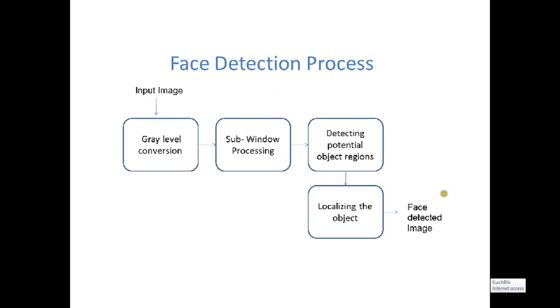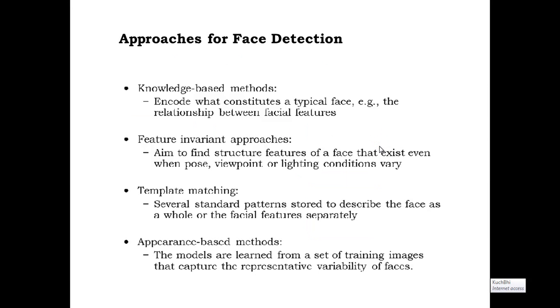Let's see what the process is like. What happens is, first the input image is fed, and this is how the algorithm works. Firstly, for any face detection algorithm, the gray level conversion takes place. Then the sub-window processing takes place, and the potential object regions are detected, and then they are finally localized to get the final output image.